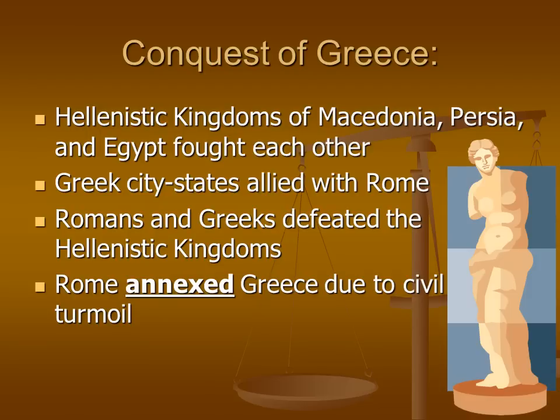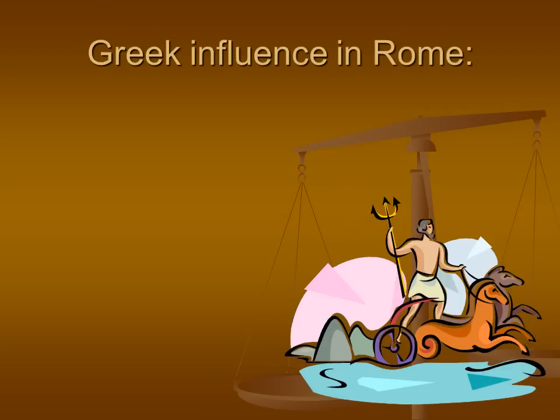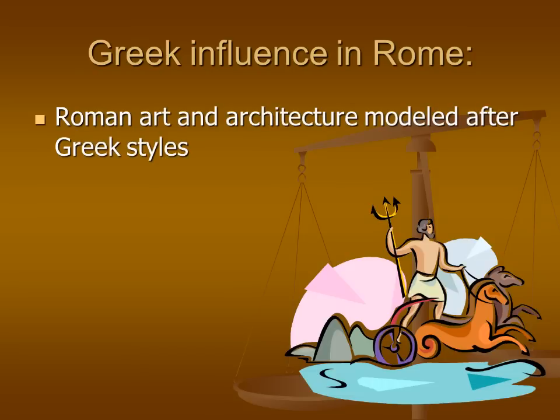Greece is in a tremendous amount of civil turmoil. There are weak rulers. They're fighting amongst themselves. And so Rome adds it on and brings peace to the region. And that is what they do to conquer Greece. They also end up taking those Hellenistic kingdoms, which means they're taking Macedonia, Persia, and Egypt, which is a tremendously large amount of territory. And again, if you needed more time, you could have paused it.